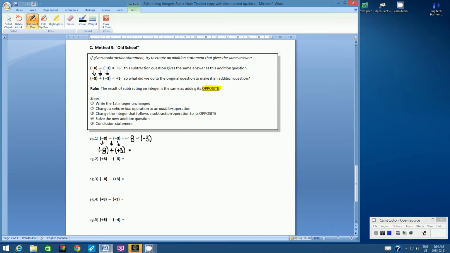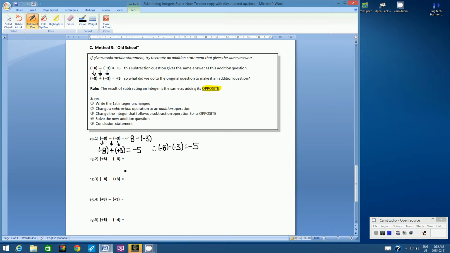positive 3. Like I said, if you're really good at addition, this question is a lot easier to do than the subtraction question. Negative 8, 8 negative tiles, plus 3 positive tiles equals negative 5. Therefore, negative 8 subtract negative 3 equals negative 5.